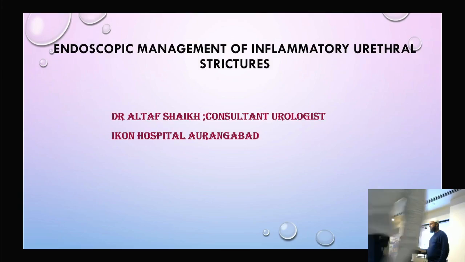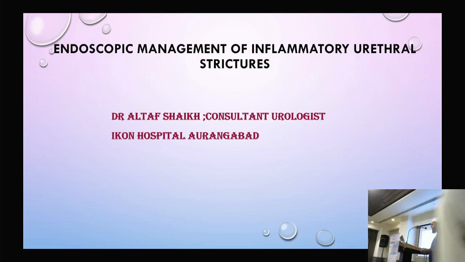Good evening respected seniors, colleagues and my residents. I'm going to talk on endoscopic management of inflammatory urethral strictures. When I was preparing the slides, I was a bit confused, because inflammatory strictures nowadays, because of STDs and gonococci, are very few. What we come across is lichen sclerosus. But overall, I'll be dealing with the conventional and more commonly used modalities and newer recent advances in it.